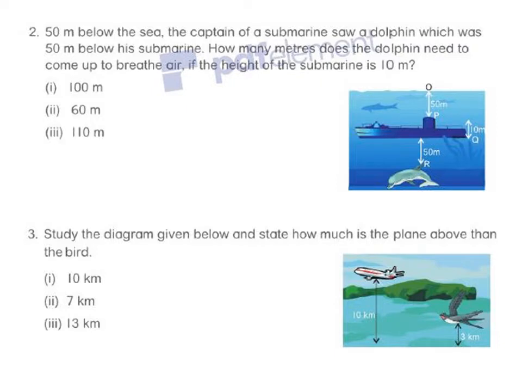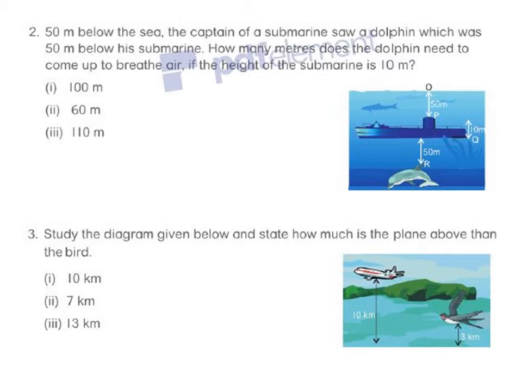So question number 2, look at the diagram given on the right hand side. 50 meter below the sea, the captain of a submarine saw a dolphin which was 50 meter below his submarine. So the submarine is 50 meter below the sea and the dolphin is 50 meter below the submarine. So the question is, how many meters does the dolphin need to come up to breathe air if the height of the submarine is 10 meter?